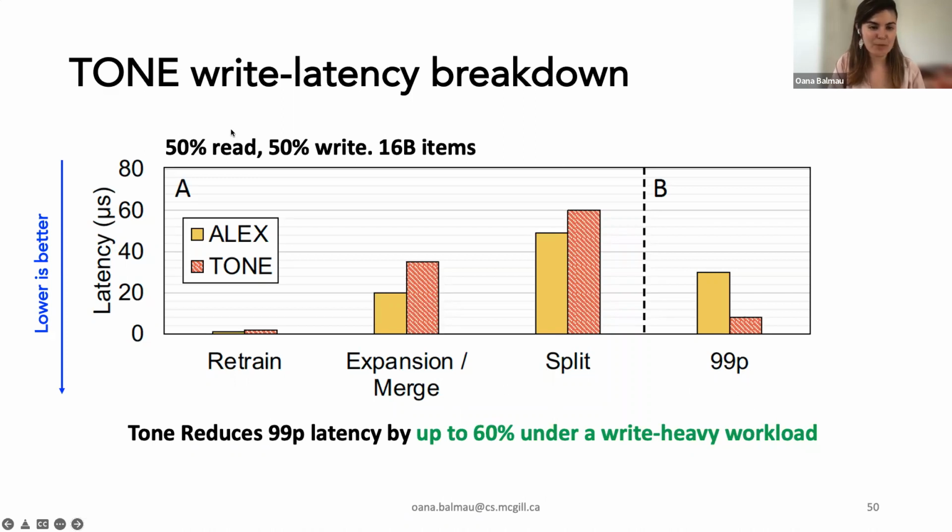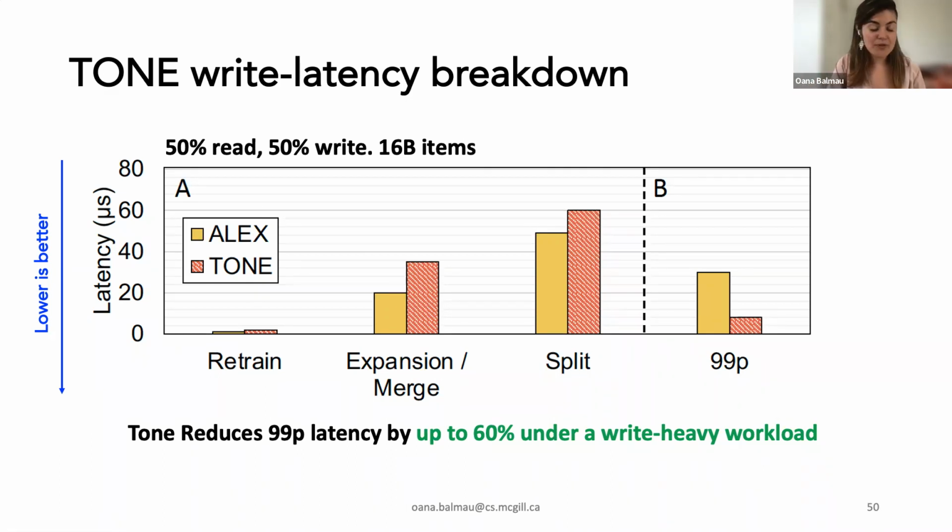So this plot shows the write latency breakdown again for Tone and for Alex. And we can see that even if Tone spends a bit more time expanding and merging in the background, overall the tail latency goes down significantly compared to the tail latency in Alex. And this is under a write-heavy workload that's relatively static.